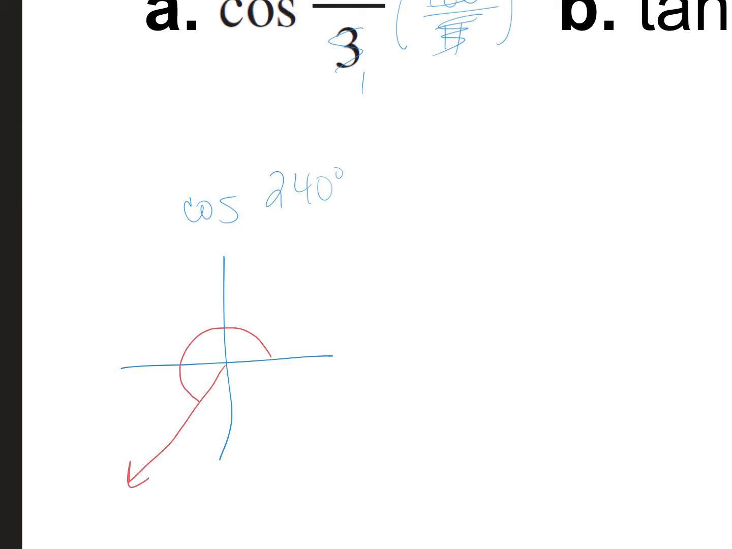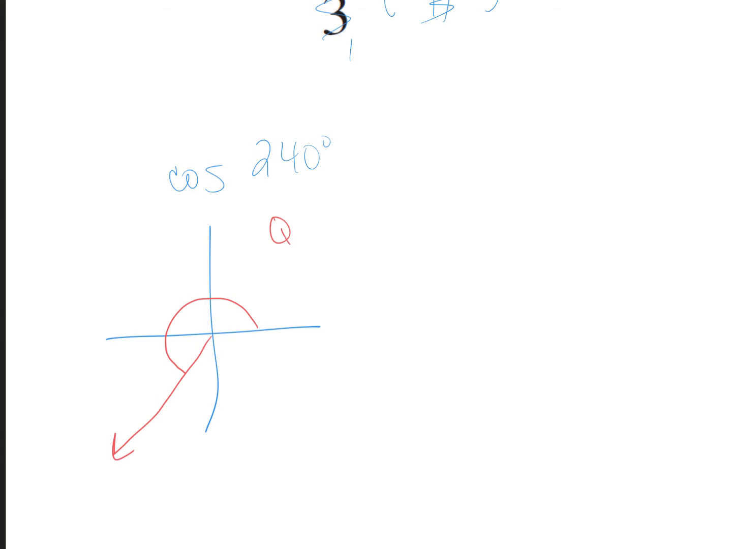Okay, so what is the rule for quadrant 3 if you're finding the reference angle? You're going to say the angle itself minus 180, right? So what's 240 minus 180? 60 degrees. Now, we have not answered the question. All we did was find the reference angle.